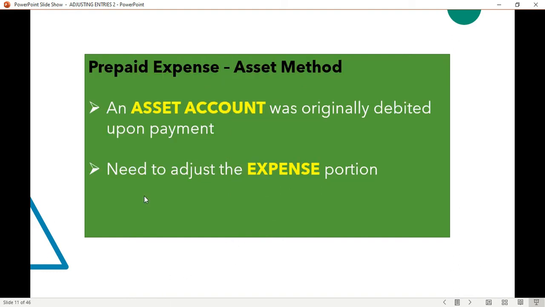So let's start with the prepaid expense asset method. In this method, you will be using an asset account when the company made the prepayment. The asset account was originally debited upon payment. So when you are to make the adjustment, you need to adjust the expense portion. Asset account, adjust for the expense.